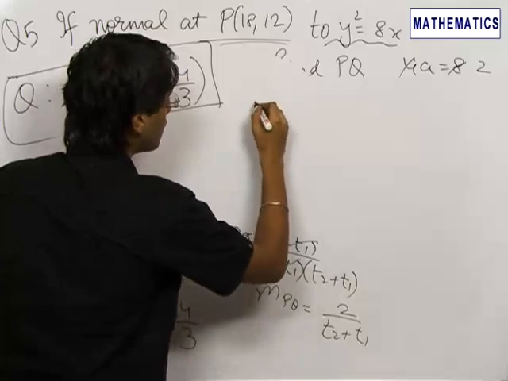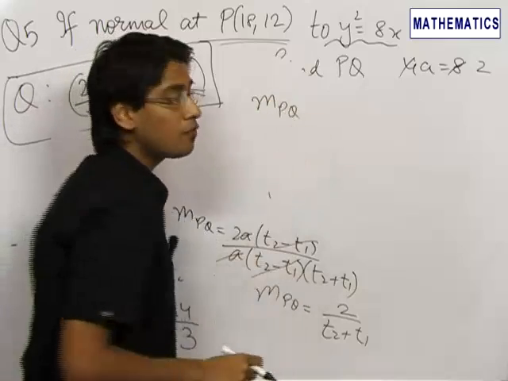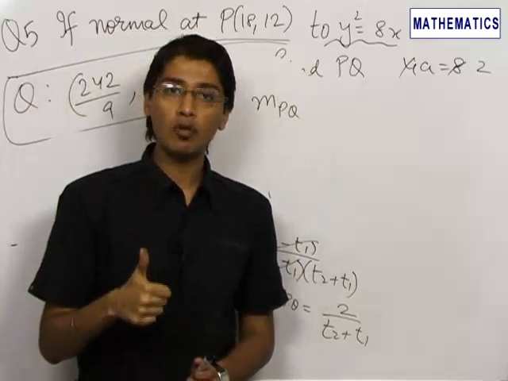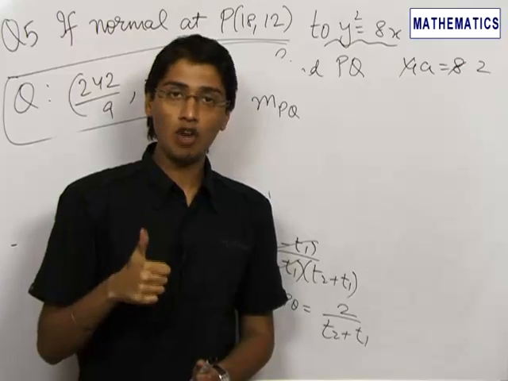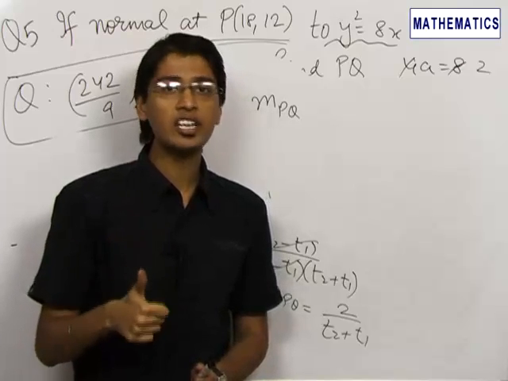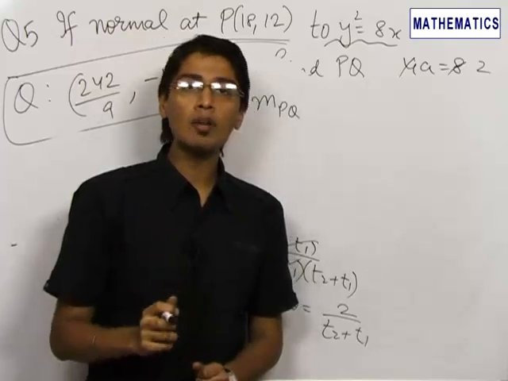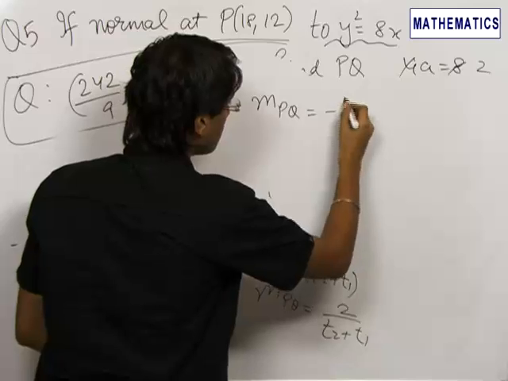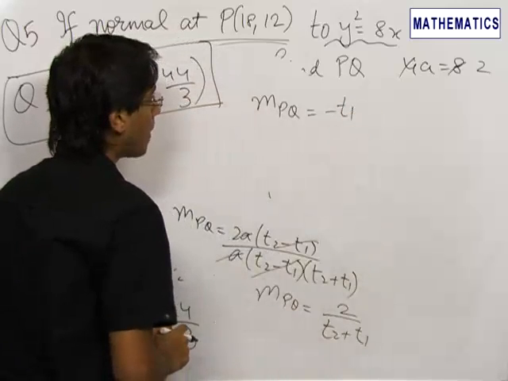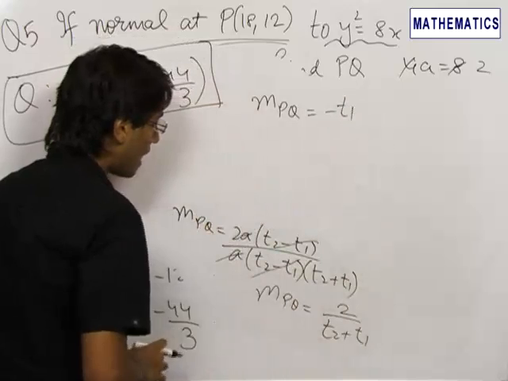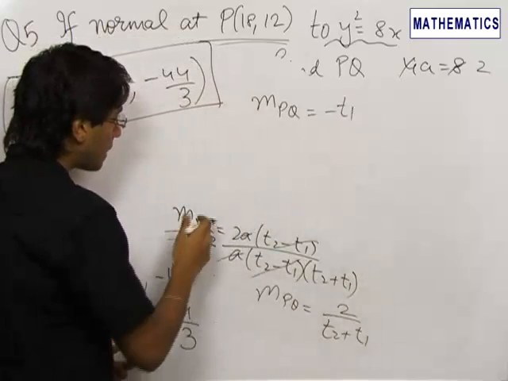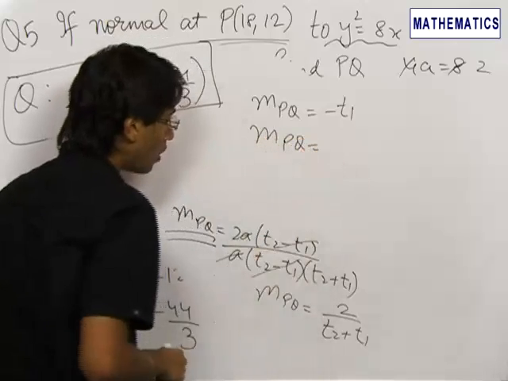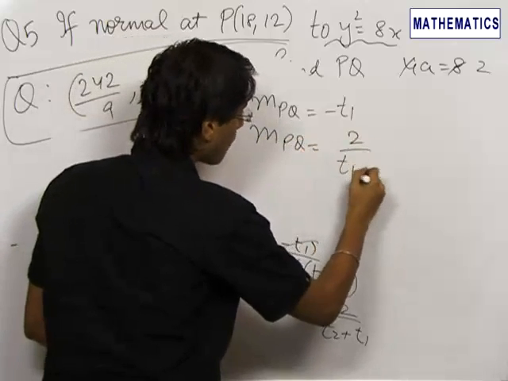So the slope of line PQ we found in 2 different ways. First, PQ is acting as the normal for the parabola y square is equal to 4ax. So we found the slope of the tangent by differentiating the equation. Then the slope of the normal will be the negative reciprocal of that for the tangent. Hence we found the slope of PQ as minus t1 by the slope method for the normal. And then since PQ is satisfied by the points P and Q, we found the slope of PQ by the 2-point formula as 2 upon t1 plus t2.